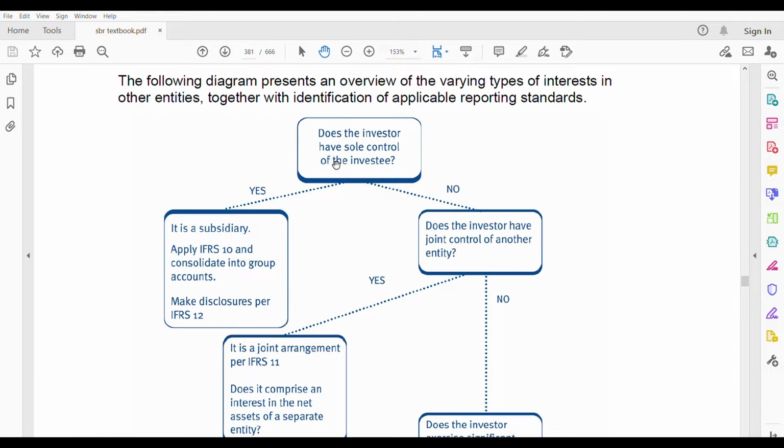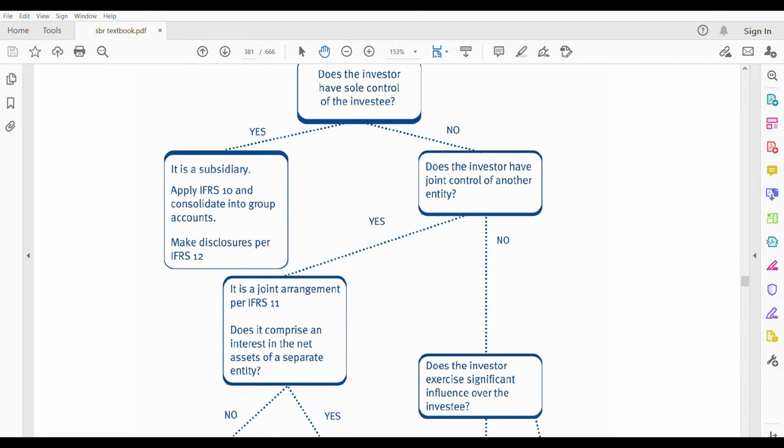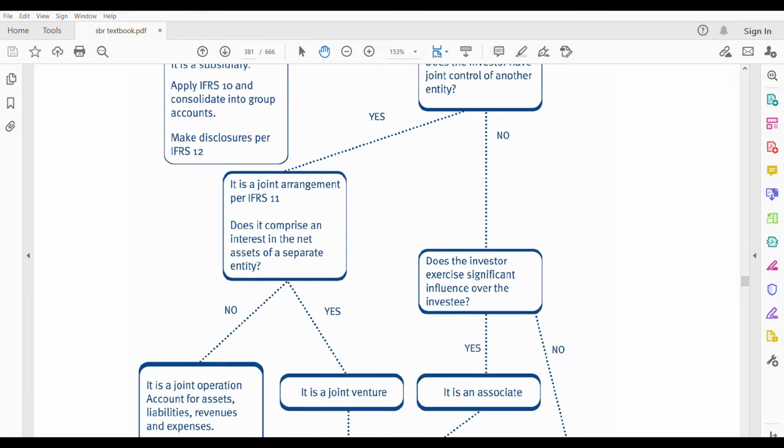Now, what if they don't have control? If it's a no, then you have to ask another question. Do they have joint control or not? If they have joint control, if it's yes, then IFRS 11. IFRS 11 deals with joint arrangements. Whether it's a joint operation or a joint venture is a separate thing, but before that, is it a joint arrangement or not? IFRS 11. IFRS 11 also I have covered. You can go and check out the video.